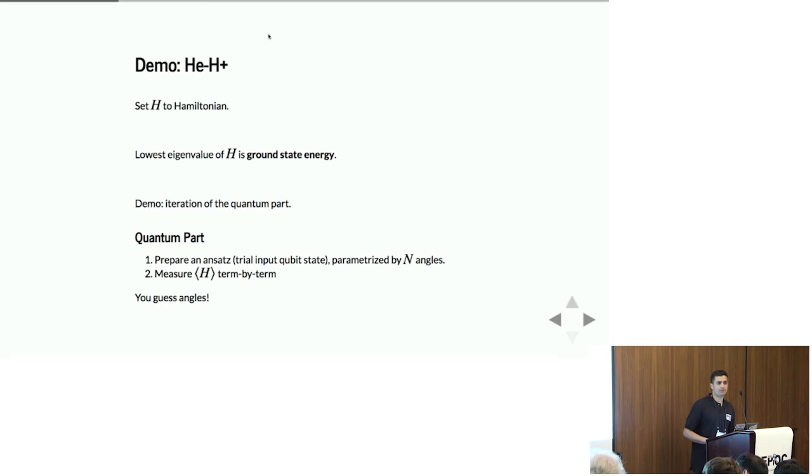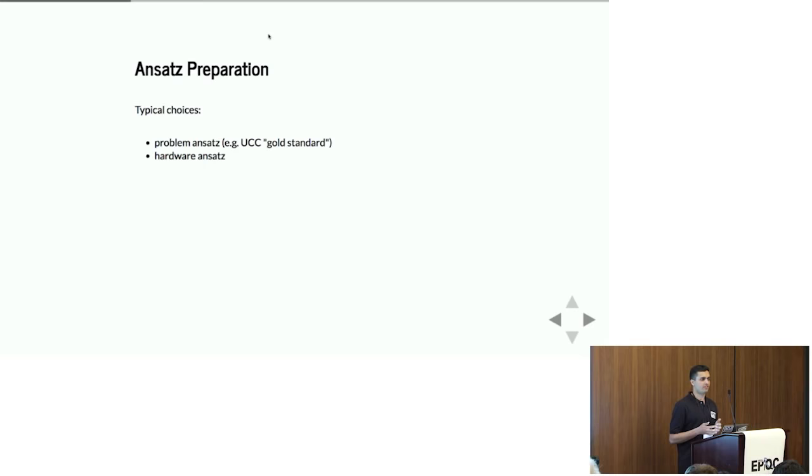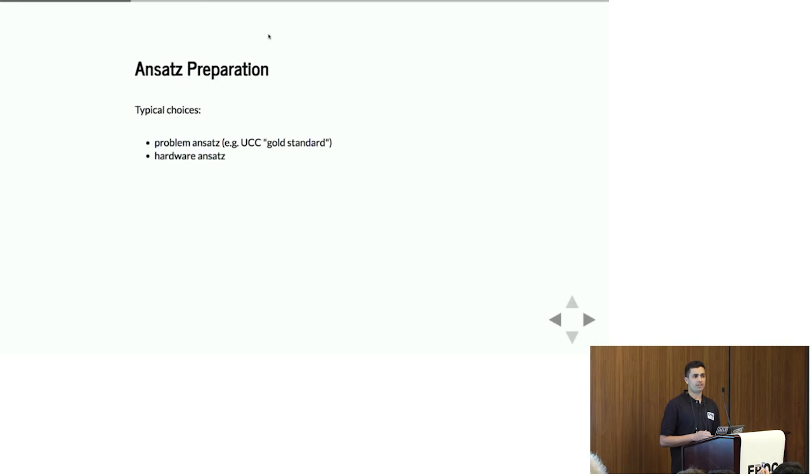The first part of the quantum part is preparing the ansatz. As Ken mentioned, there's two types of ansatz that we can prepare. The first is where you take a look at the problem and you find some sort of wave function that is characteristic of that type of problem. For example, in quantum chemistry, the gold standard might be something called UCC, unitary coupled cluster. Another choice is the machine ansatz or the hardware ansatz, where we look at what our quantum device is actually good at performing and make that our ansatz. And that's the choice that we're going to take today.